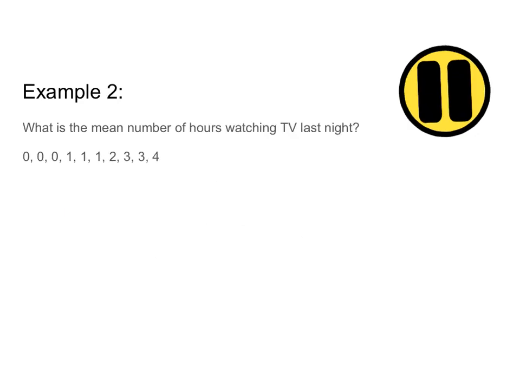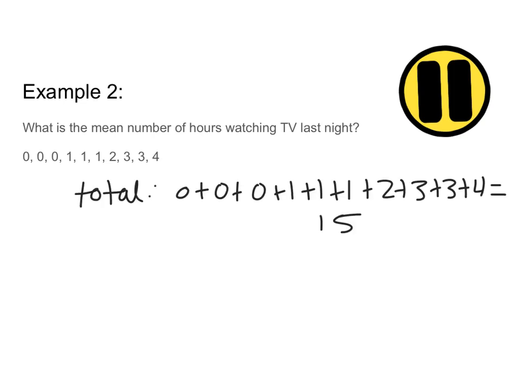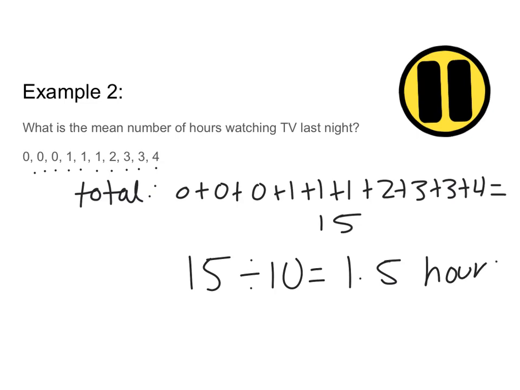Let's do it one more time. Find the mean number of hours watching TV last night. So I found that there were a total of 15 hours divided among 1, 2, 3, 4, 5, 6, 7, 8, 9, 10 people. So 15 divided by 10 would give an average of 1.5 hours.